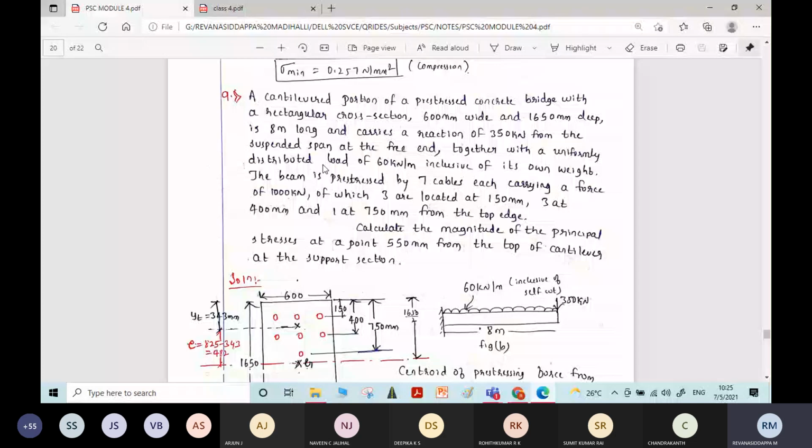Okay, there is a UDL and there is a point load at the end of the beam. Whatever the UDL given, it is inclusive of self load only. No need to calculate the dead load. It is inclusive of dead load only. 60 kilonewton per meter.